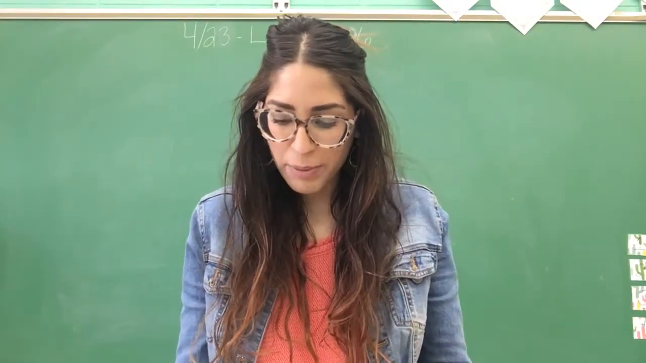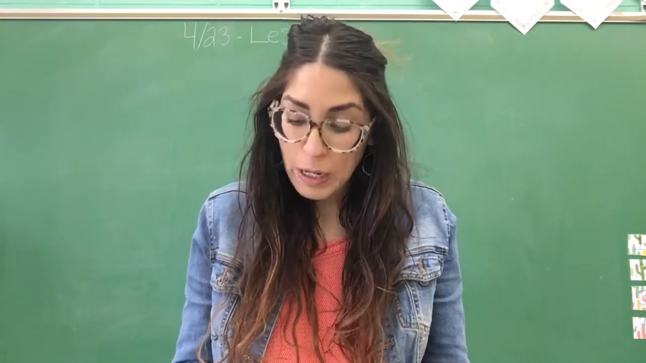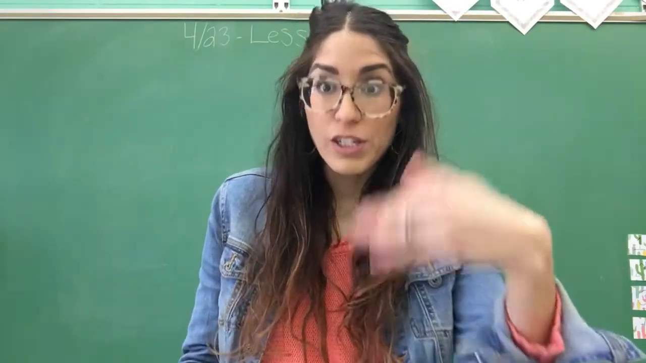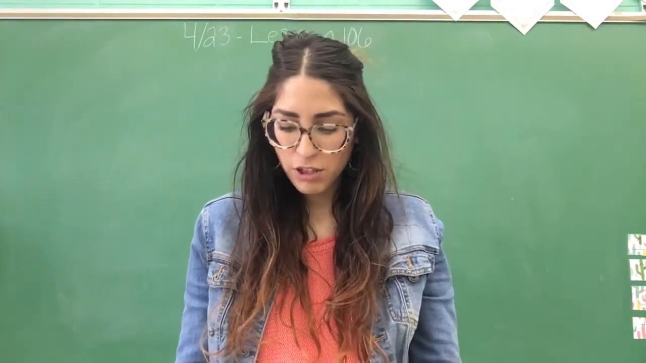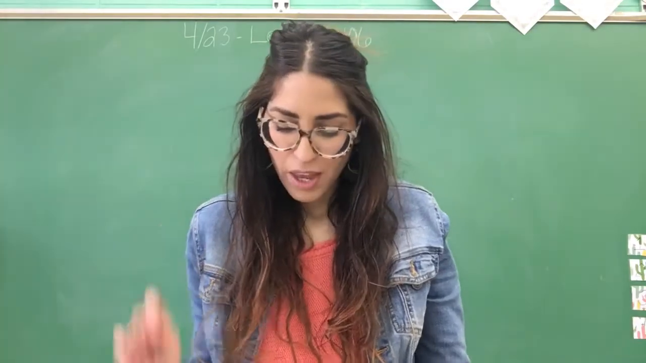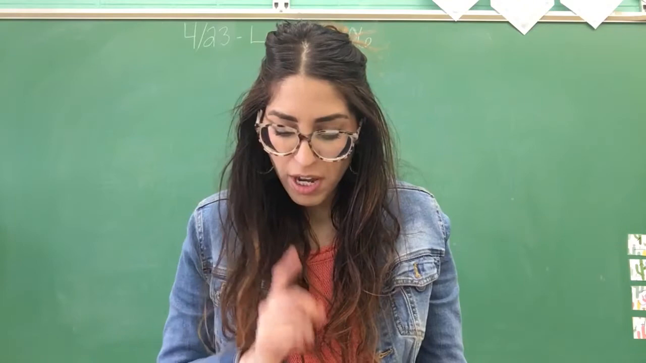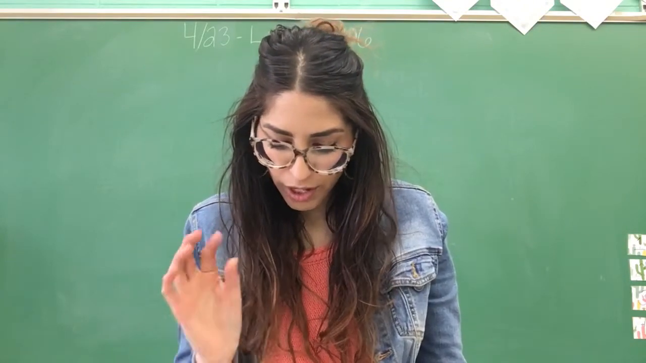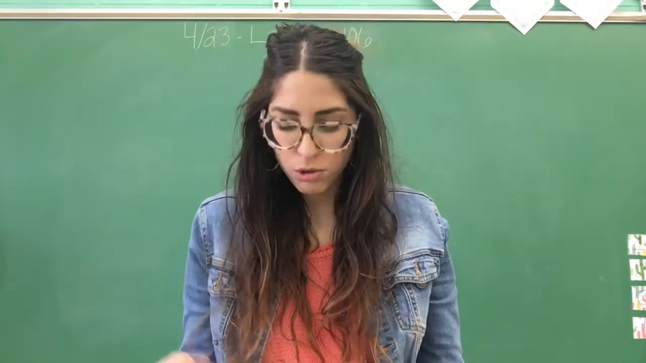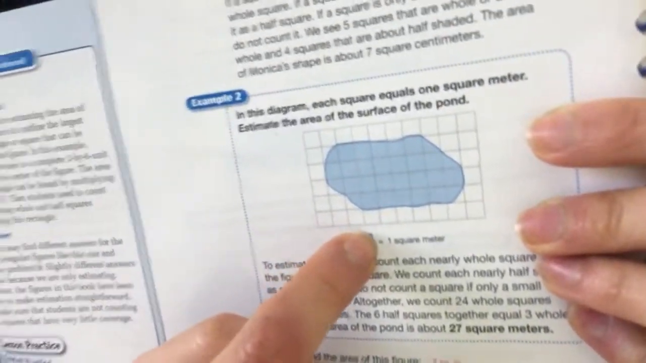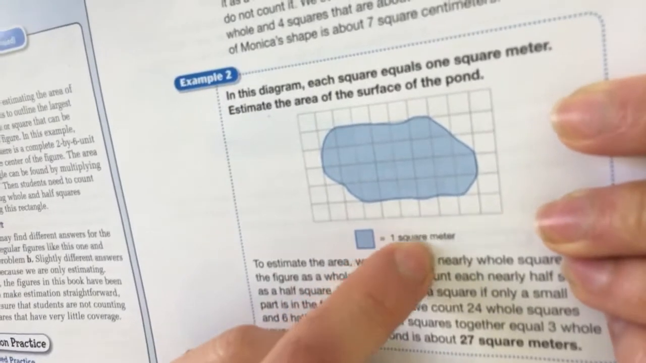In this diagram, each square equals 1 square meter. You're gonna estimate, or round, to whatever's closest to the area of the surface of the pond. Now, to estimate the area, kids, we have to count each nearly whole square in the figure as a whole square. So one full of those equals 1 square meter.